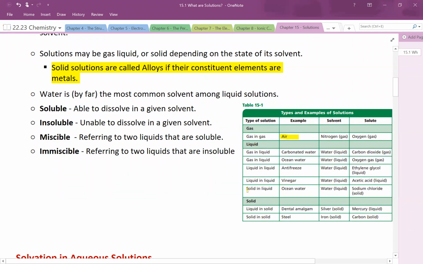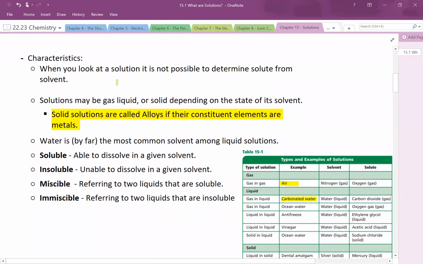Of course, we're going to talk all about liquid solutions, but I would like to point out how carbonated water is a solution where you have a gas dissolved in a liquid, carbon dioxide gas dissolved in liquid water. Anyway, moving on with our characteristics of solutions, water is our most common solvent, of course. Four more vocab words that we've heard before, but I'll reiterate just for completeness. Soluble means able to dissolve in a given solvent. Insoluble means unable to dissolve in a given solvent. Miscible refers to two liquids that are soluble, and immiscible refers to two liquids that are insoluble.